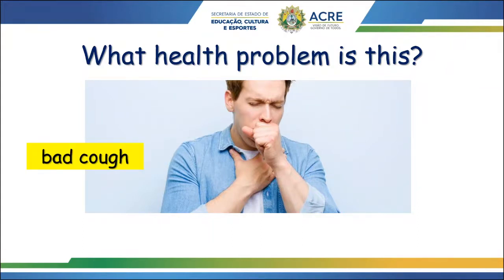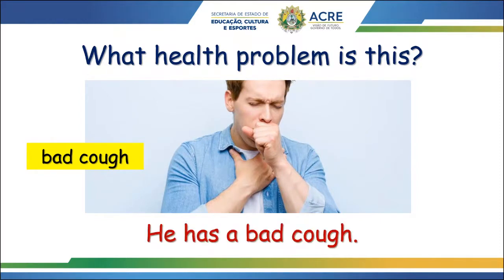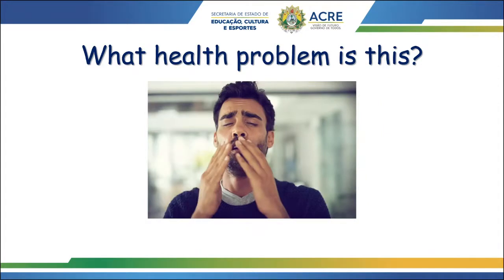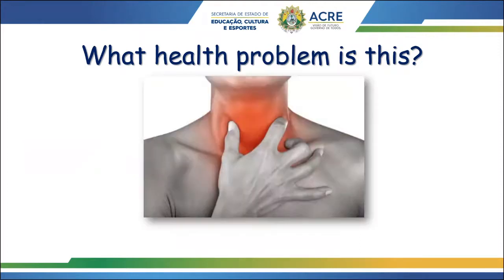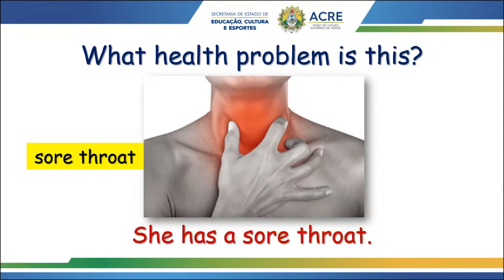What health problem is this? It's a bad cough, right? So he has a bad cough. Repeat after me, guys. He has a bad cough. And what health problem is this? Sneeze. The sentence is he is sneezing, all right? And what health problem is this? Sneeze? No, it's not. It's a sore throat. Repeat after me. Sore throat. She has a sore throat.